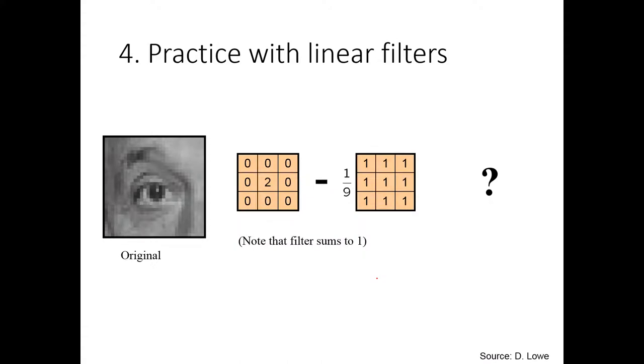So how about this one? What do you expect to see? Does it just get brighter? Does the final image just become brighter? No. You see, this actually seems to amplify the image. But be careful: if you look at the total energy, the coefficients sum up to one. You have 2 minus 1, therefore the total also sums up to 1. So you don't magnify the image brightness.